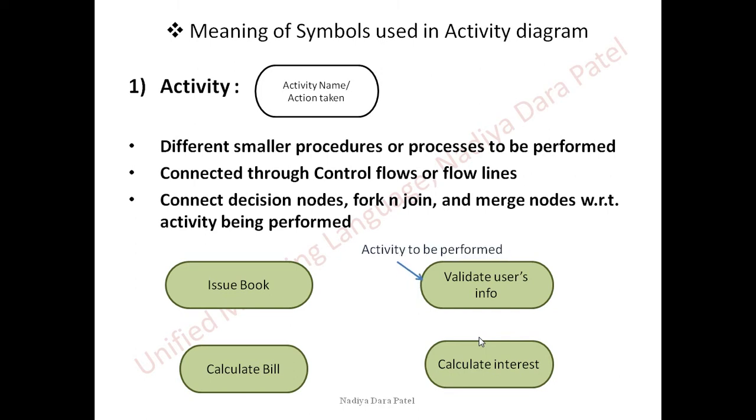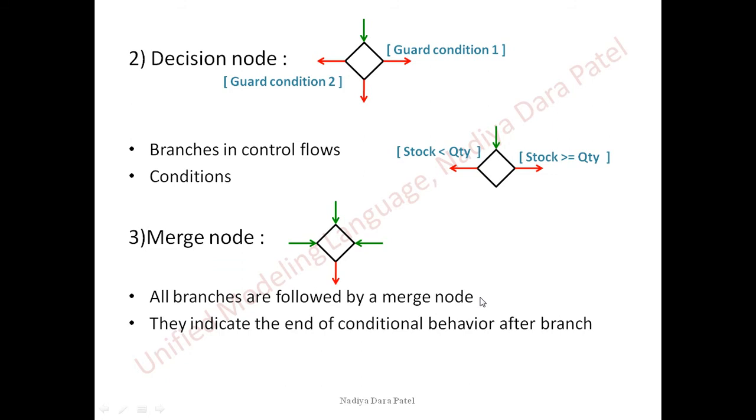So this is the activity to be performed and this is the action to be taken. Action to be taken and activity to be performed is one and the same thing. If you see, we are validating, that is the activity. The process of validation going on is the action. So it is all about the terms. For simplicity, what you can do is draw the activity symbol and write the name of the activity inside it. That will be simple for you.